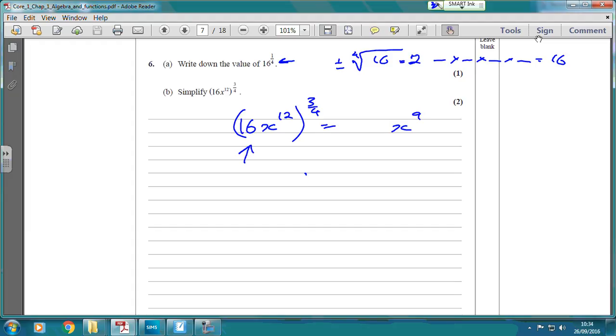It's 16 to the power of 3/4, which is why, to begin with, we had 16 to the power of 1/4. So 16 to the power of 1/4 was 2. They're going to raise that to the power of 3. So 2 cubed equals 8. It's going to be 8x to the power of 9. In theory, because we've got the even power on the bottom, it should be plus and minus 8x to the power of 9.